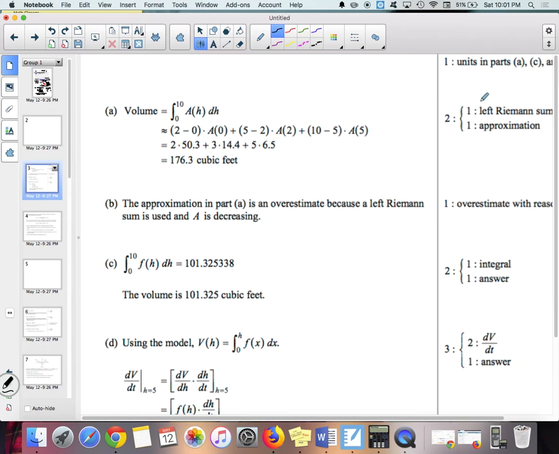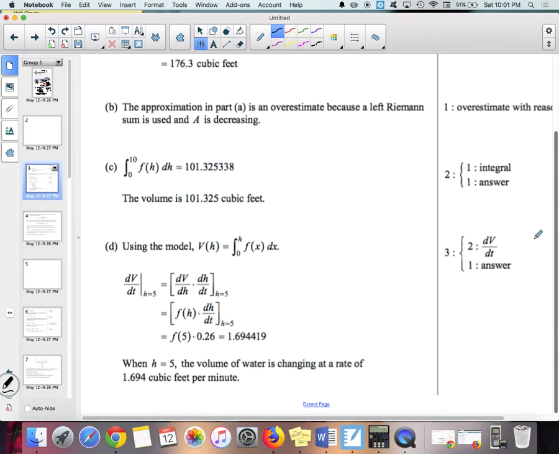All right, for part A, we get 1 point for the left Riemann sum. Remember, you have to write products and sums here, and 1 point for the approximation. Part B, we got 1 point for knowing it was an overestimate and having some kind of reason for that, because A is decreasing. Part C, we had 1 point for setting up the integral, which is 0 to 10 of f of h dh, and 1 point for our answer, which is the 101 number. D, we got 2 points for getting this correct derivative. They probably gave you a point along the way if you had f of h in there but forgot the chain, the dh over dt. And then you got 1 point for your final answer, which was 1.694.